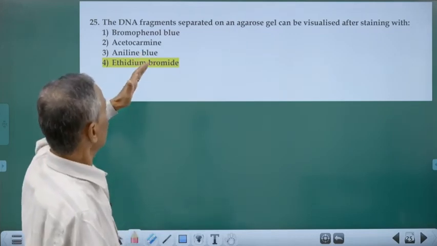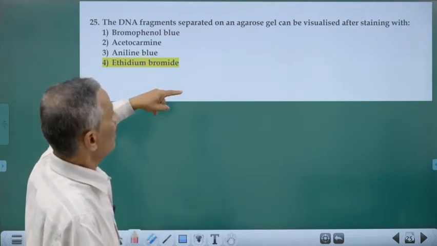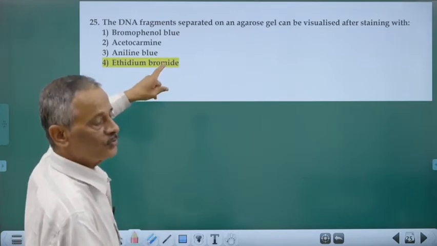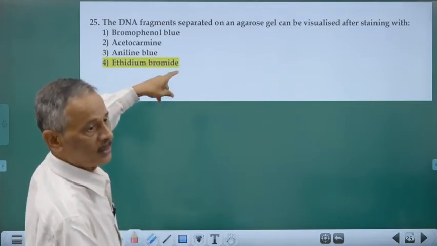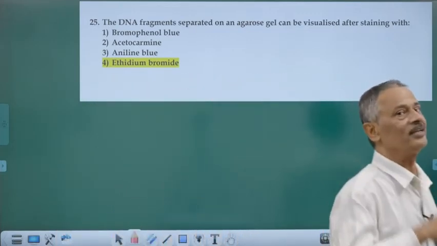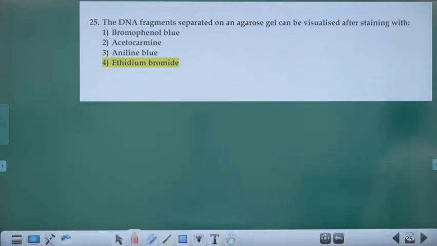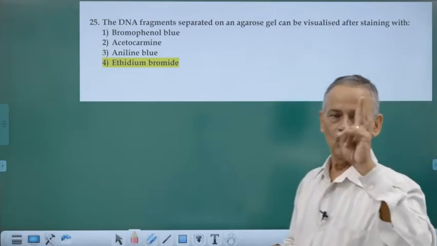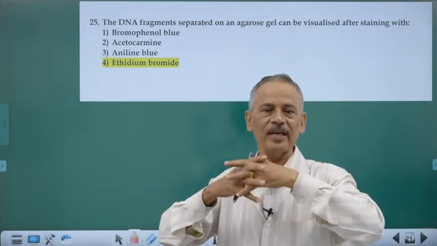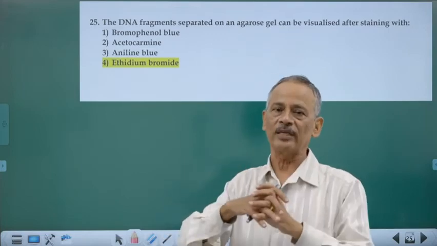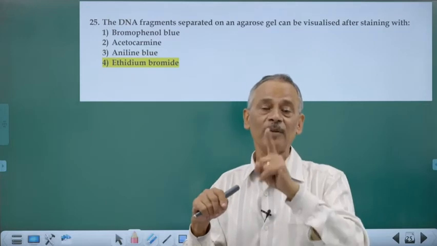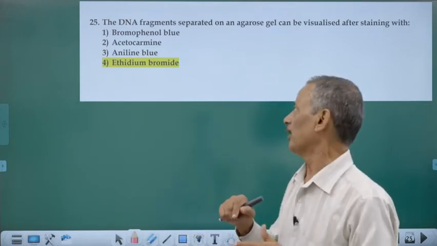DNA fragments separated on an agarose gel can be visualized after staining with what? What is the stain? We are using ethidium bromide. This ethidium bromide will be attaching with the double-stranded DNA only, not with single-stranded. DNA is a double-stranded one, and it gets attached to the double-stranded DNA only. That's why we are using ethidium bromide. Since ethidium bromide is a fluorescent dye, it can be visualized only under UV light.